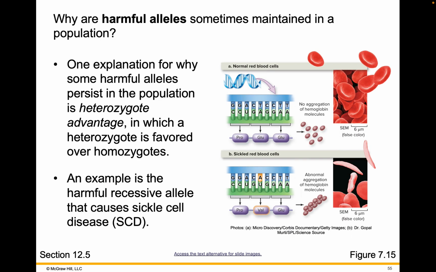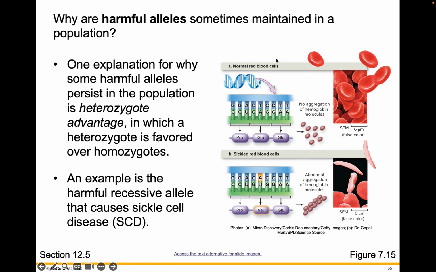All right, why are harmful alleles sometimes maintained in a population? Well, one explanation for why harmful alleles persist is a heterozygote advantage. And this is where the heterozygote is favored over homozygotes. A really good example of this, a harmful recessive allele, is sickle cell disease.